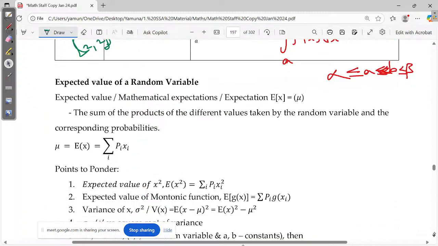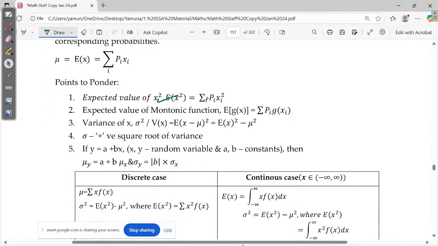Okay. So expected value of random variable. I'm not going line by line. நீங்க பாருங்க. Everything is discussed. எனக்கு இது மட்டும் நீங்க பார்த்துட்டா போதும். Okay. E of x போடுறீங்க. What's the value? Summation px. E of x square na? X க்கு பதிலா x square. Summation p x square.